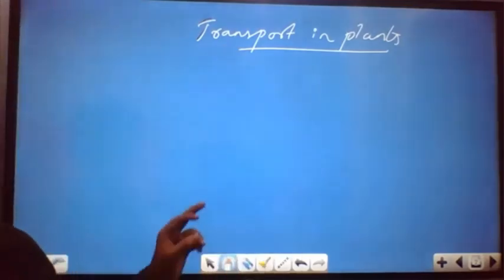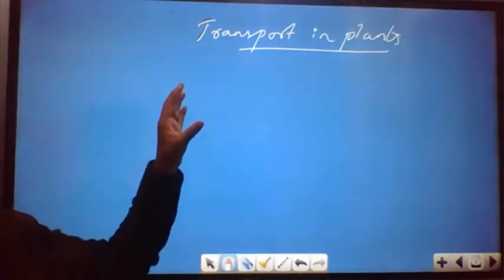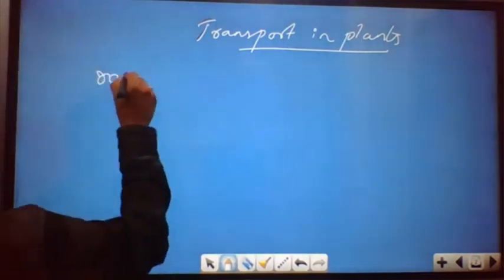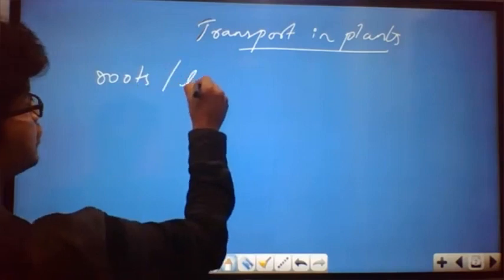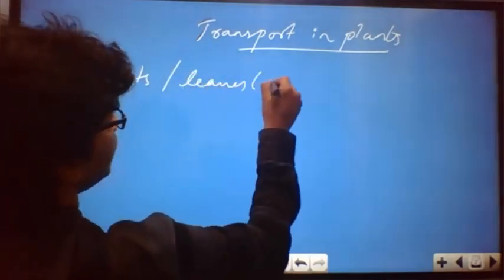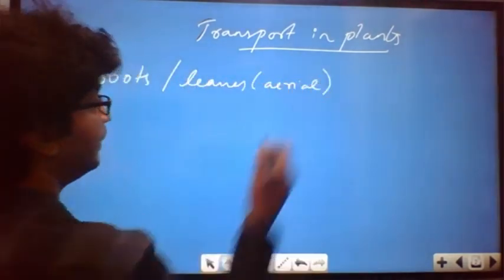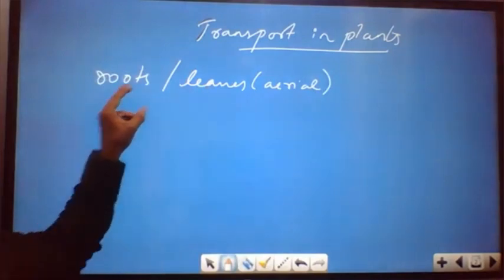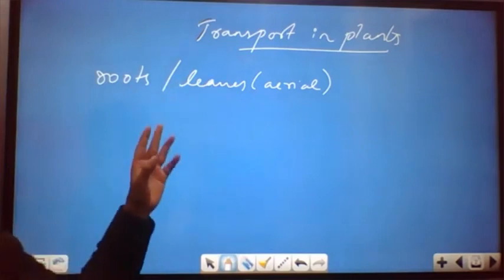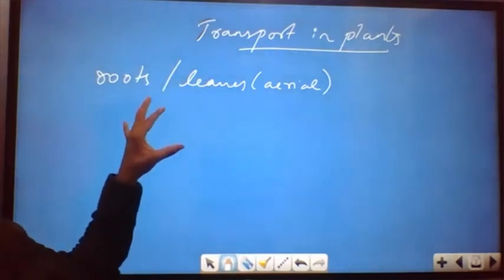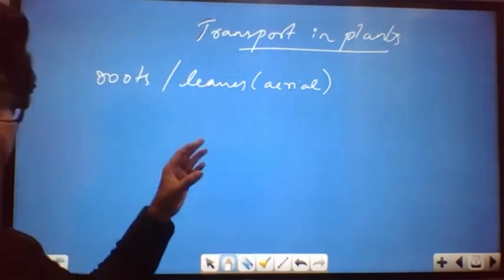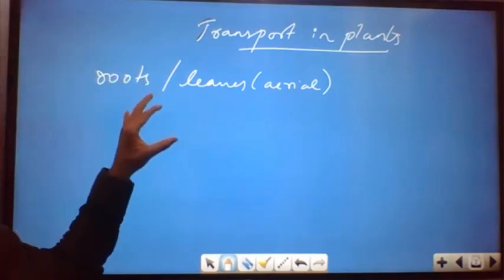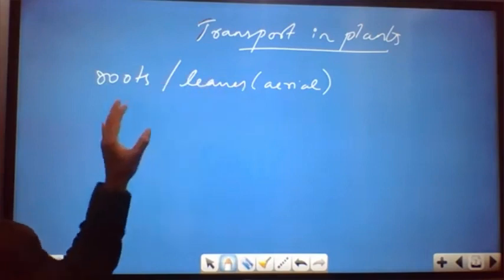So, transport in plants. Where should transport take place? Transport usually takes place from the roots, or sometimes from the leaves, especially the aerial parts. The transport mechanisms take place either from the roots or from the aerial parts of the leaves. What things mainly get transferred? Water, minerals, nutrients, organic nutrients, and compounds like enzymes and growth regulators.